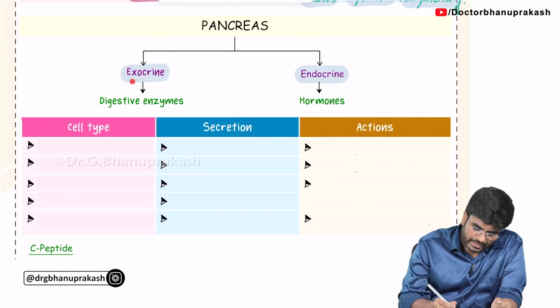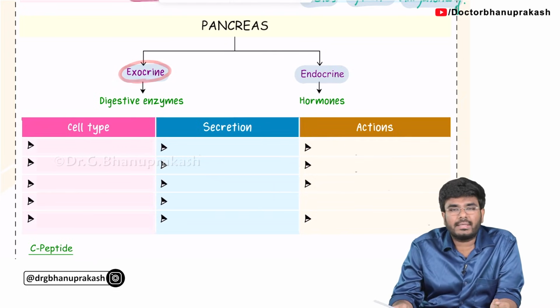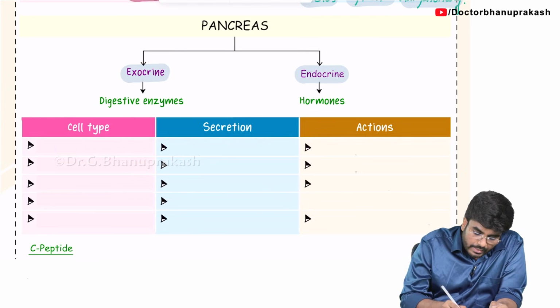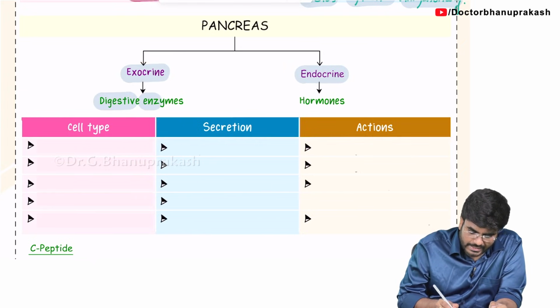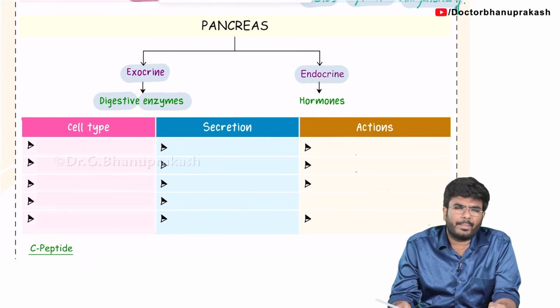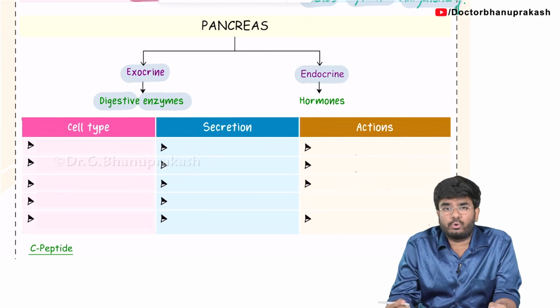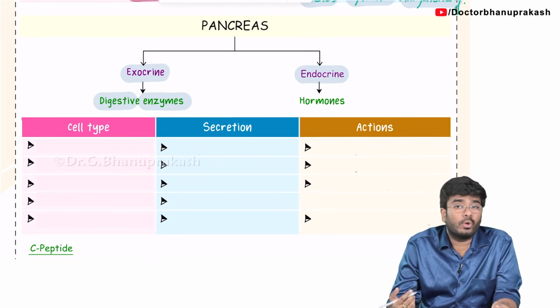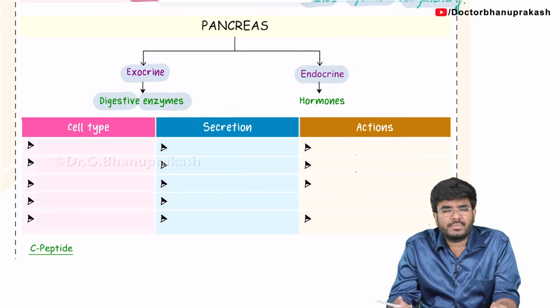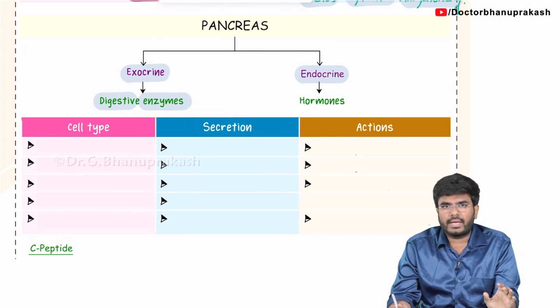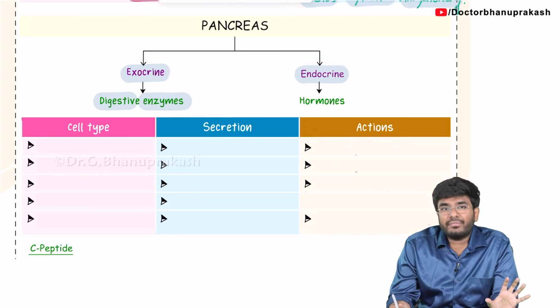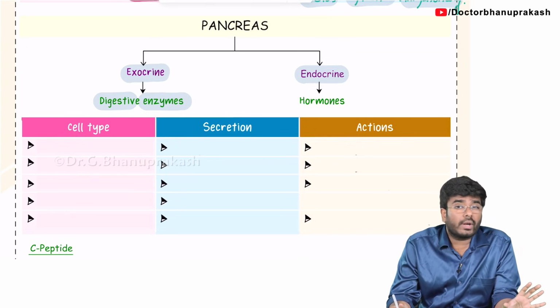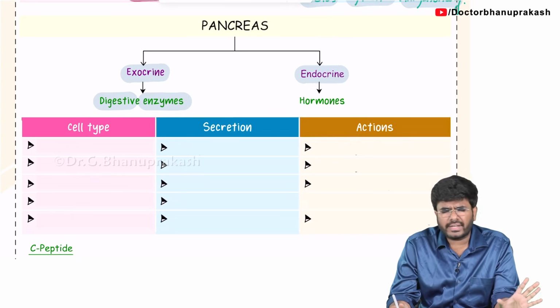Pancreas, you already know that it is both an exocrine gland as well as an endocrine gland. What do I mean by the word exocrine? Exocrine means the pancreas can produce digestive enzymes like pancreatic amylase, trypsinogen, chymotrypsinogen, procarboxypeptidase, pancreatic lipase, colipase. So these are all the digestive enzymes produced from the pancreas. It helps in digestion, so that function is called exocrine function. Exocrine means production of the digestive enzymes.